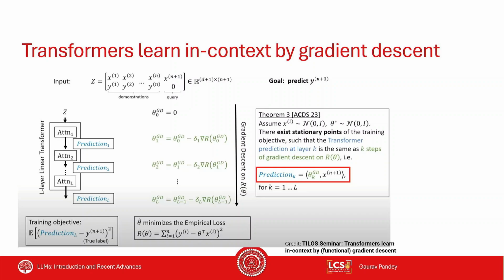Let's say you take a transformer and give it a sequence of demonstrations x1 y1, x2 y2, till xn yn, and train it to predict the correct yn plus 1, so you train it with this training objective. Then implicitly each of these layers does a step of gradient descent. This is the interesting part, that although you're never training it to do gradient descent, gradient descent emerges naturally in the layers of the transformers.